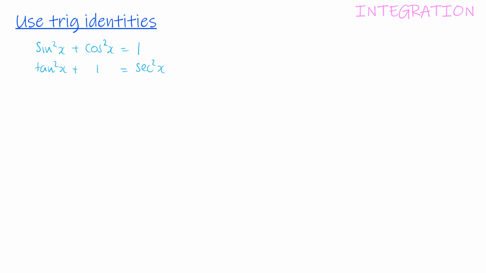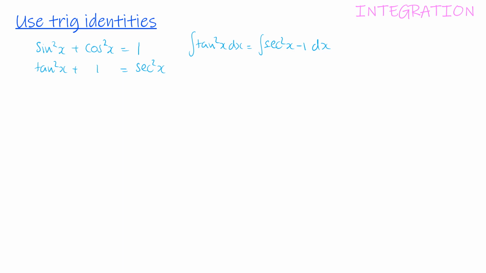So you can quickly generate that one, because we would use that if you were asked to integrate tan squared x, for example. You would just be integrating sec squared minus 1, and sec squared integrates to tan x. So you could use that one.